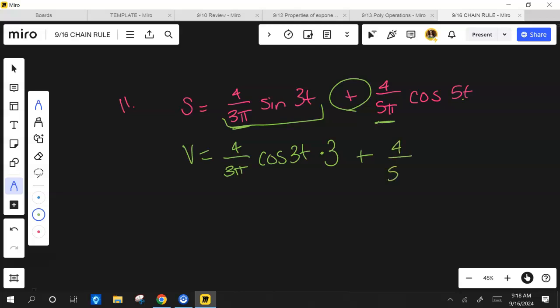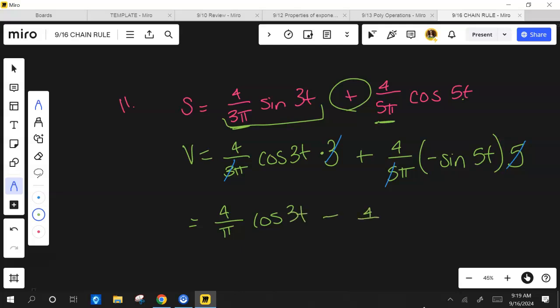So I got 4 over 5 pi. Derivative of cosine is negative sine. And I'm writing this out. If you just change that to a minus, that's perfectly fine. Derivative of 5t is times 5. Now, the reason this problem is kind of cool, the 3 and the 3 are going to cancel. The 5 and the 5 are going to cancel. So I end up with 4 over pi cosine 3t minus 4 over pi sine 5t.